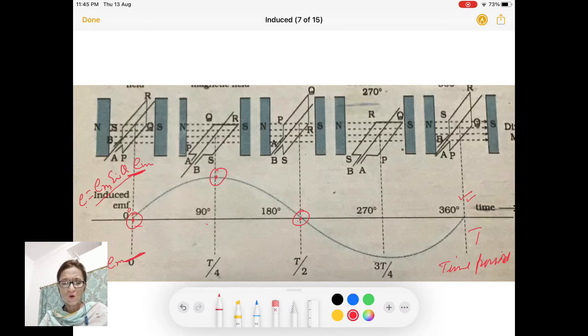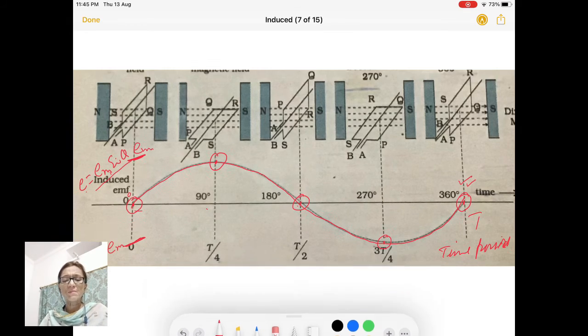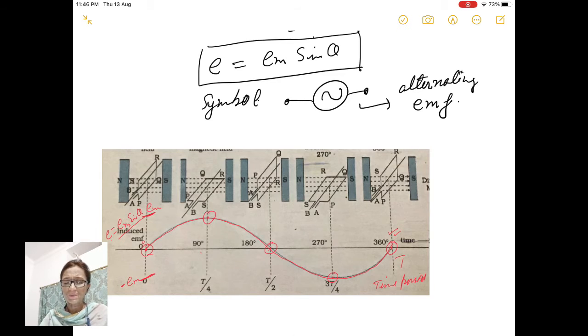Similarly, we can plot all the points by putting value of 270 in place of theta. You will have a point over here, and finally at 360 degree you will have a point here. So when you draw a graph with free hand through these all plotted points, you get this kind of curve, which is a sinusoidal varying curve. So this is your EMF generated by a generator.